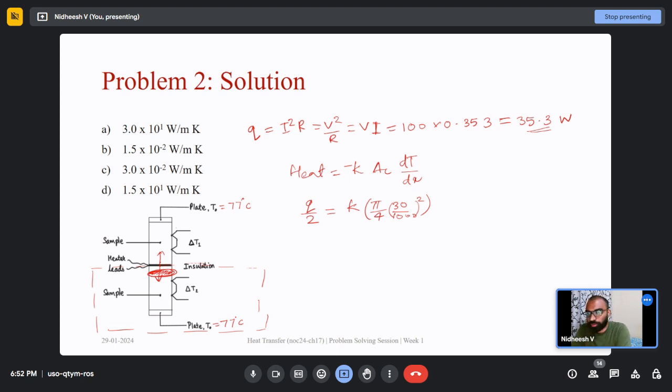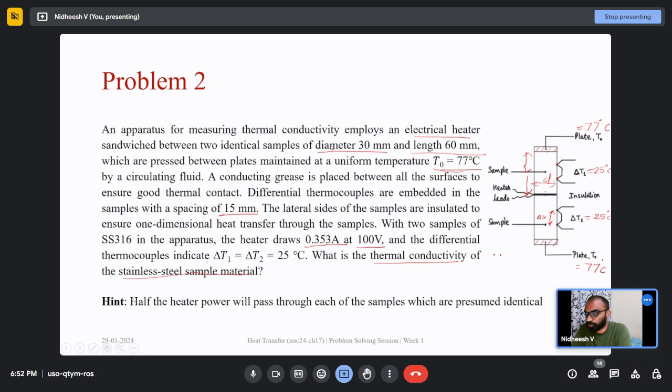I will go back to the question. Do we know dt by dx? Yes, sir. T1 will be 0, T2 will be 25, divided by length. Can you repeat that? T2 will be 25. Yes, no need to say T1 would be 0.